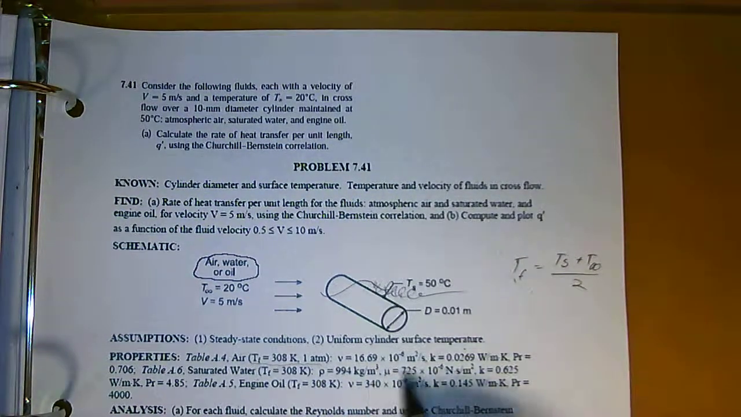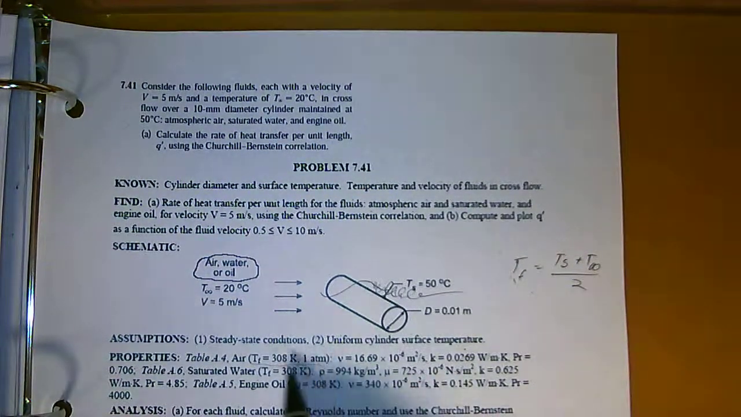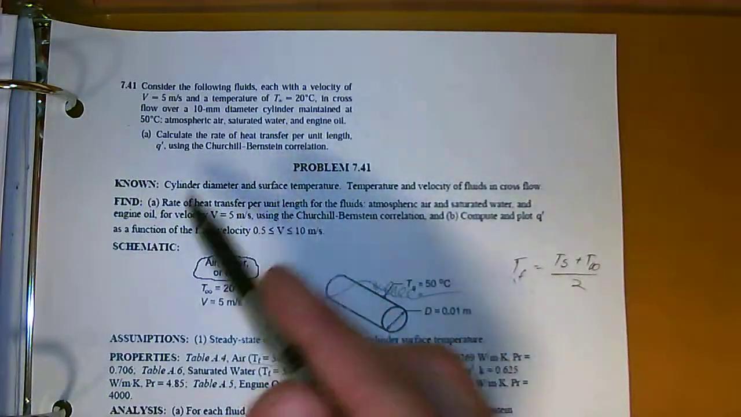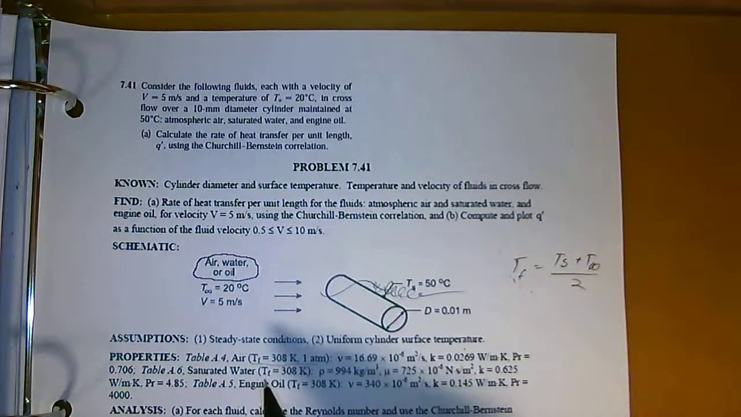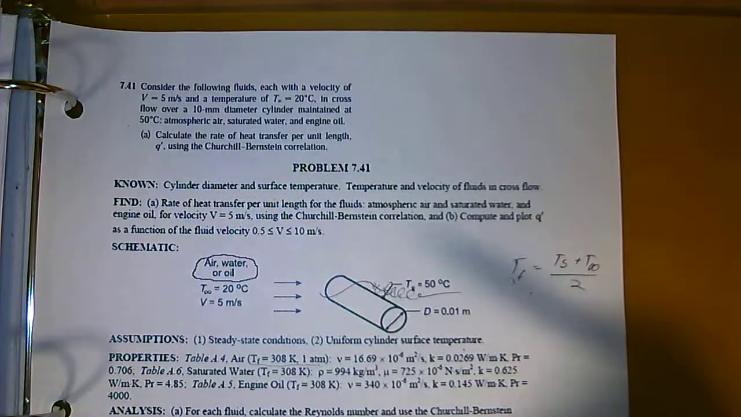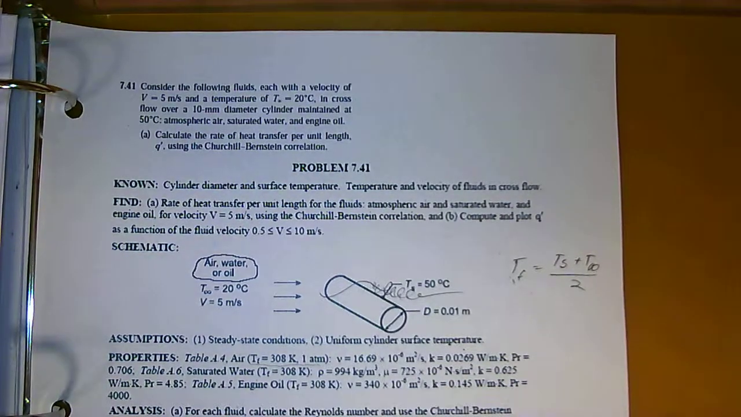And then here are all the other values and constants for the specific materials that we're using. We're supposed to do it with engine oil, water, and atmospheric air. I'm just going to go ahead and do it with air because engine oil and water have the exact same process. You're just changing the values in it to these different constants. Okay, so going into this, let me get my papers arranged. So what we're going to be doing is using the Churchill-Bernstein correlation.